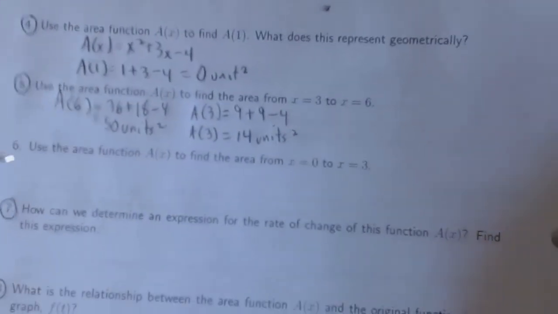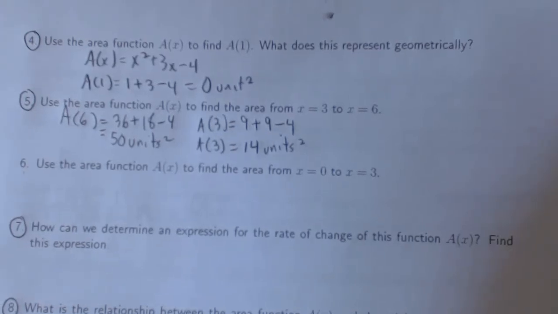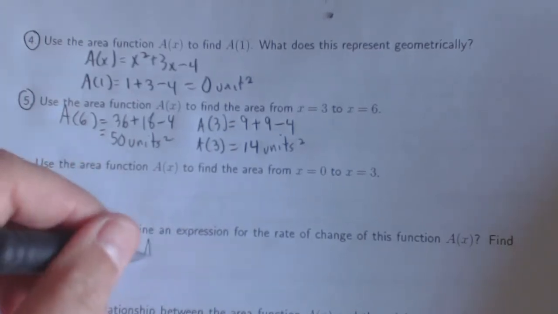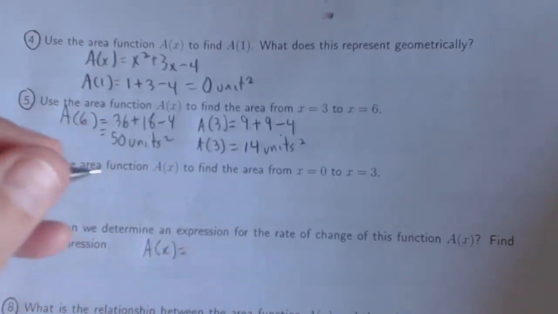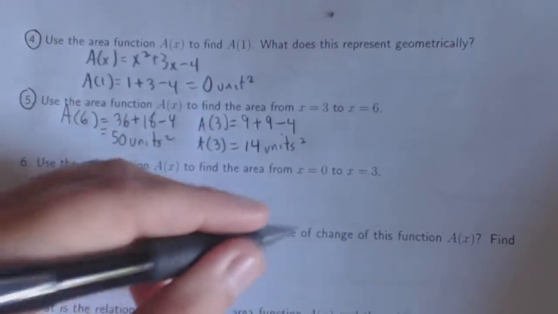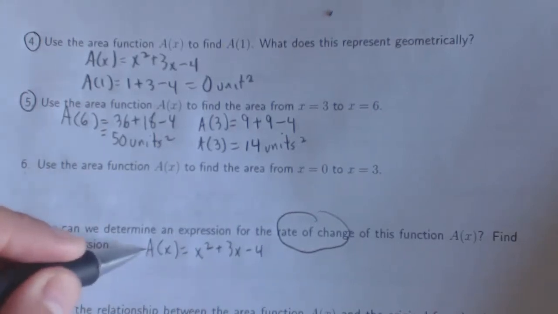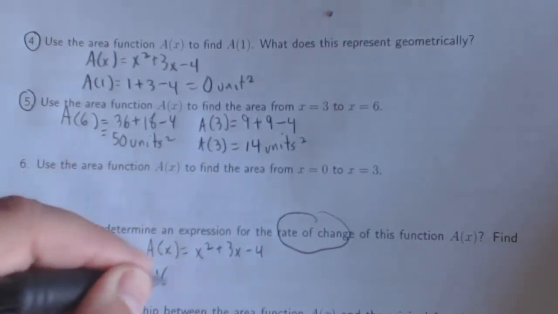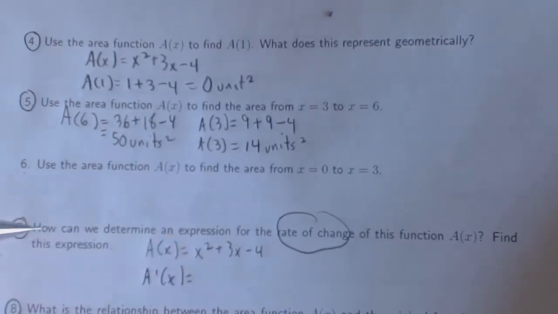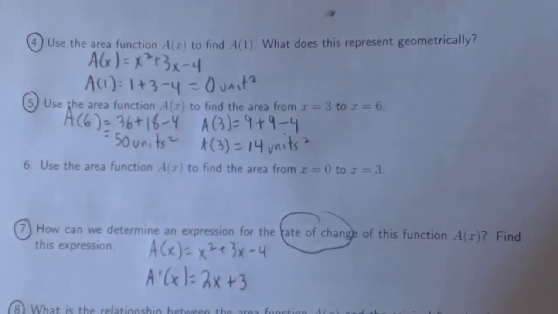Alright, we're going to skip number 6, and we're going to look at 7. It says, how can we determine an expression for the rate of change of this function? So this is our function, x squared plus 3x minus 4, and we want to find a rate of change. Well, what is a rate of change? Instantaneous rate of change is the derivative of this, so let's take the derivative. The derivative of x squared is 2x, and the derivative of 3x is 3.